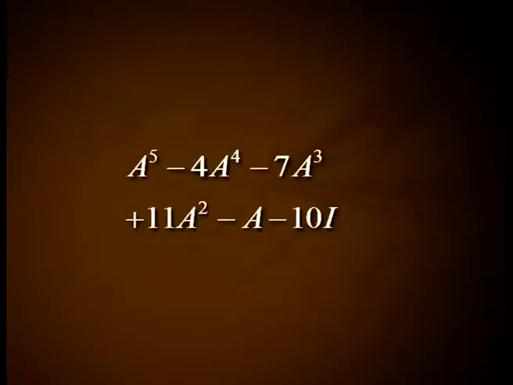Dividing the polynomial A⁵ − 4A⁴ − 7A³ + 11A² − A − 10I by the characteristic polynomial A² − 4A − 5I, it can be seen that the quotient is A³ − 2A + 3 and the remainder is A + 5I.